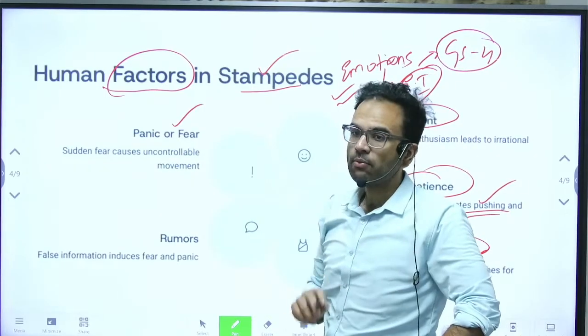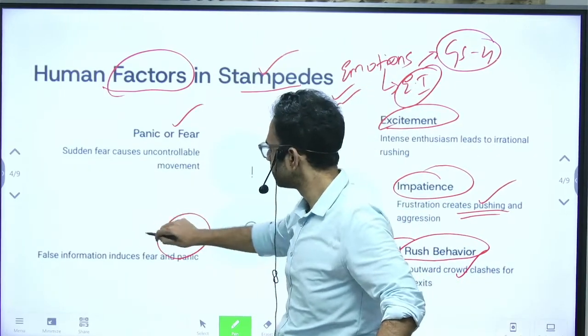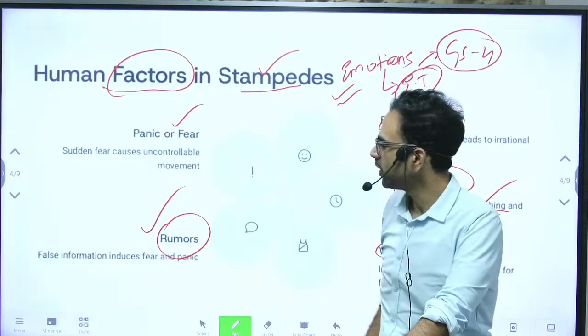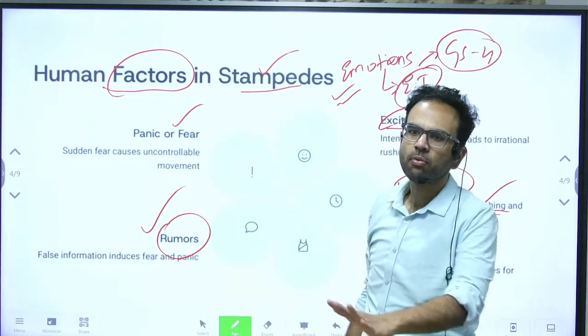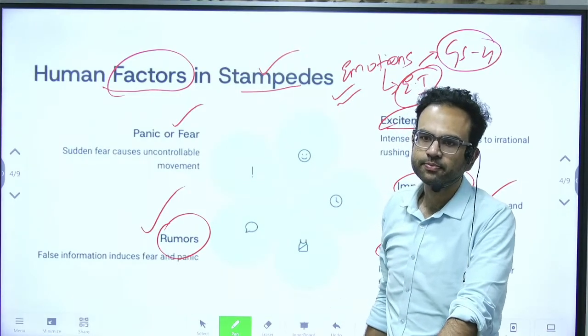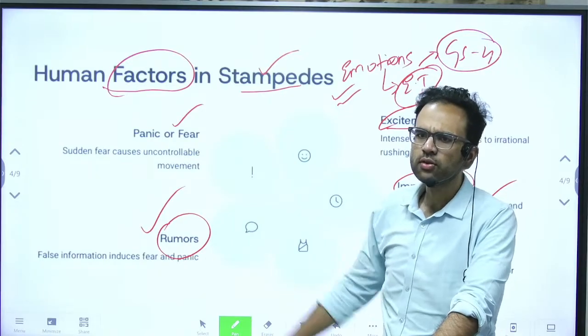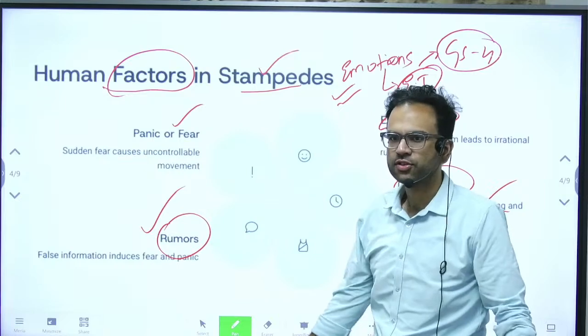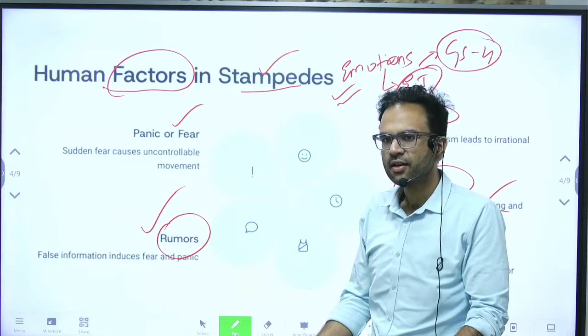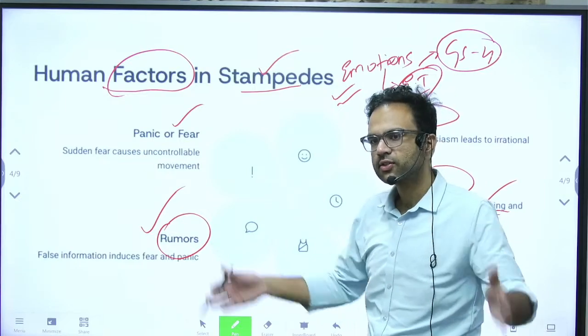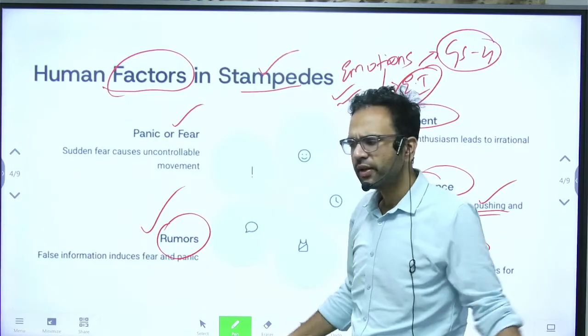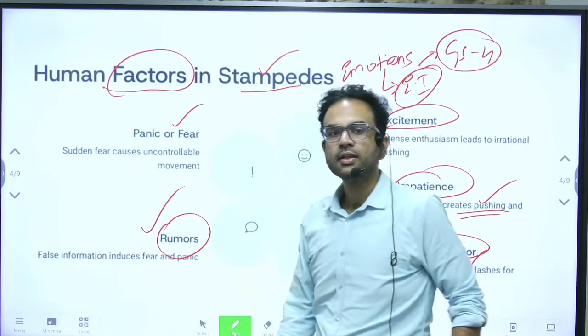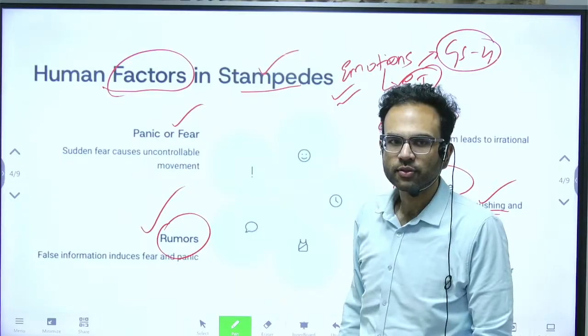Okay, and most importantly, rumors. False information induces fear and panic. Let's say there is a bomb scare in a cricket stadium. People want to escape that situation. They rush. Small gates, a crowd of 4,000, 5,000 in one particular stand want to exit through a small gate. That would lead to a stampede-like situation.